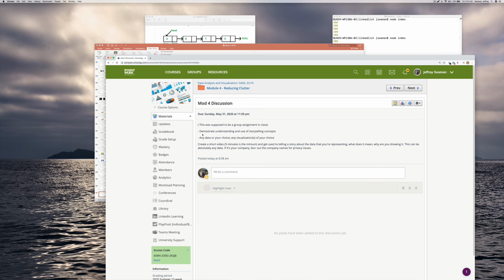So like I said, it's supposed to be a group assignment. Demonstrate understanding of use of storytelling concepts and any data or choice of visualization of your choice. So find something that you have. If you want to use your company, maybe blur out who your company is so that you don't get in trouble and you're protecting privacy rights, whatever the case is. So this one right here is a discussion. So post something out there and tell a story.